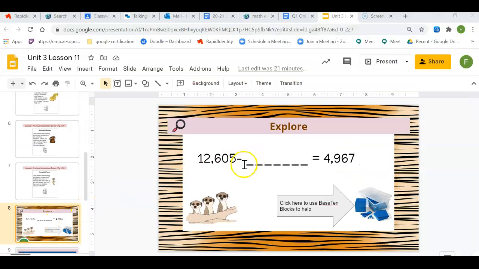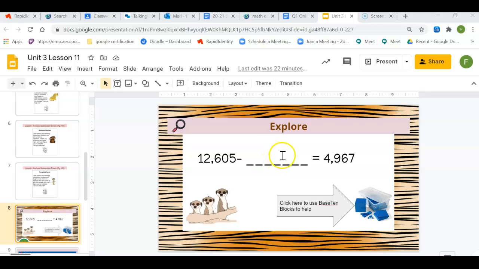On our next slide here, we've got a problem. It says 12,605 minus what number? There's no number right here. Equals 4,967. So your job on this one is to find the missing number. So let's find the missing number. How do you do that?